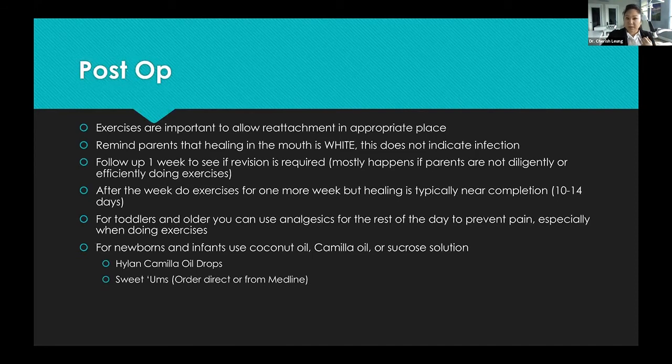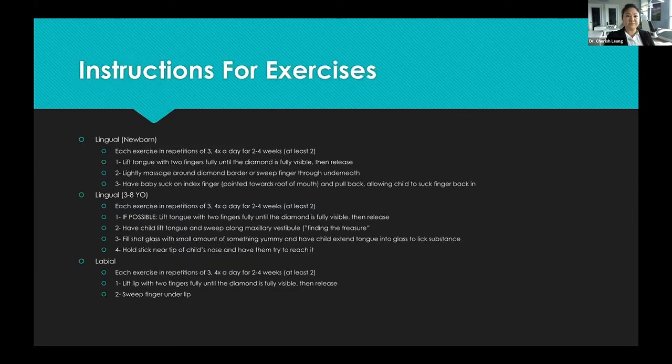Newborns and infants, you can use coconut oil if they don't have any allergy, chamomile oil, so Highland makes chamomile oil drops, or even sucrose solution for really young newborns. They're sold in little sterile packs like eyedroppers, and it's called Sweet-Ums, and you can order direct from them or from Medline. So what are the instructions for exercise?